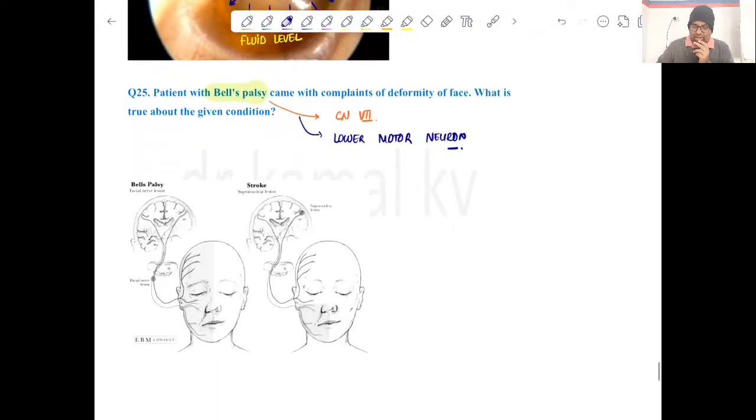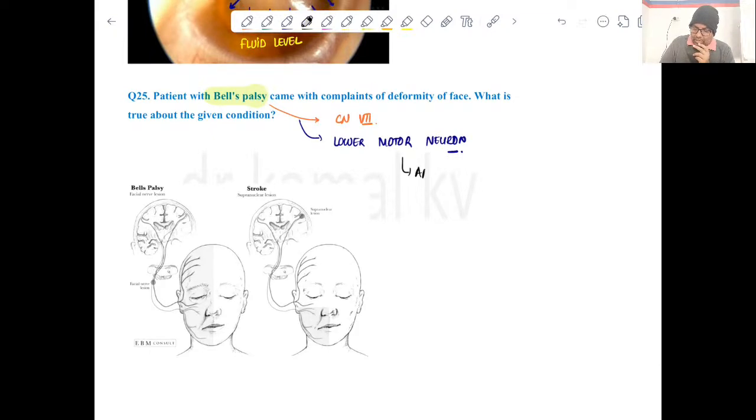Now, what happens in lower motor? It will affect which side? Same side or opposite side? It will affect same side, right? So if there is a right side facial nerve palsy, there will be right side complete paralysis of face, right? So this is in case of Bell's palsy, or you can say lower motor neuron palsy of facial nerve. In lower motor neuron palsy of cranial nerve 7th, that is Bell's palsy, same side complete half will be paralyzed.